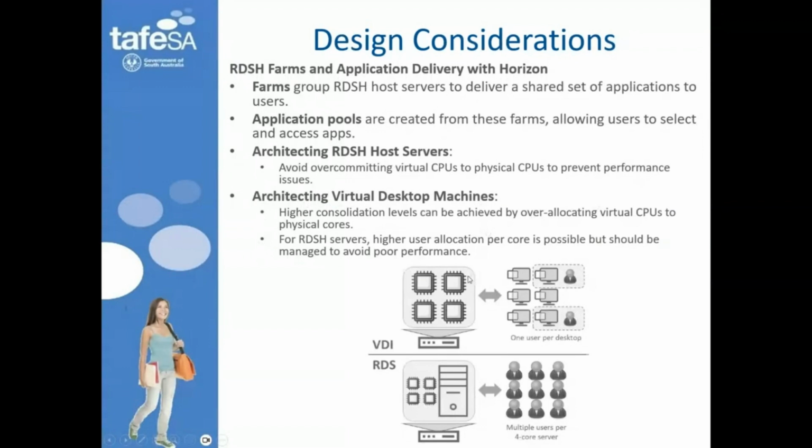What about architecting the virtual machines? Higher consolidation levels can be achieved by over allocating virtual CPUs to physical cores. For the RDSH servers, higher user allocation per core is possible, but should be managed to avoid any poor performance.